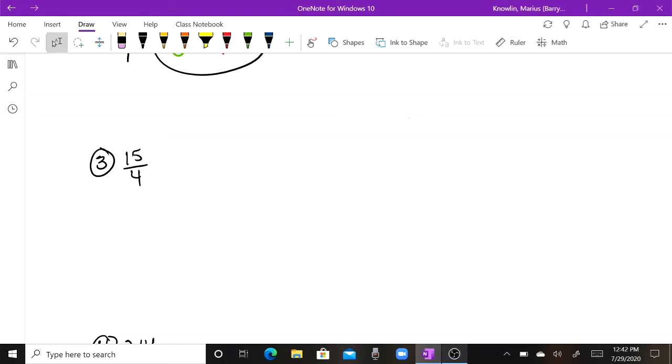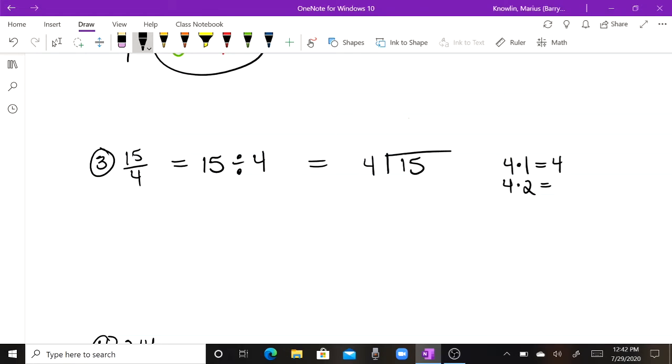Number 3. Number 3 says 15 divided by 4. And we could perform long division to see how many times 4 goes into 15. And once again, we're going to rely on our multiplication facts, and we want to get as close to 15 without going over it. So 4 times 1 is 4. 4 times 2 is 8. 4 times 3 is 12. And then 4 times 4 is 16. Well, 16 is more than 15. So we want to stop at 4 times 3.